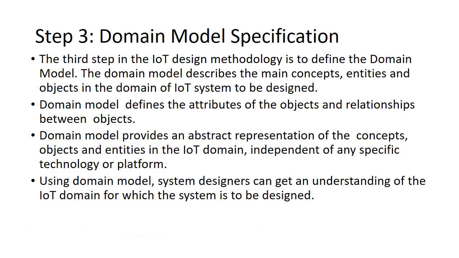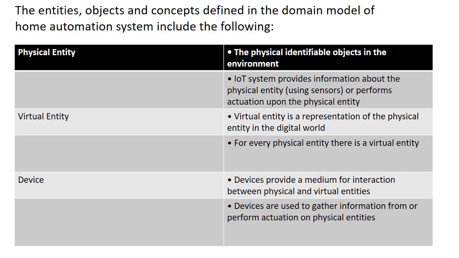And the third step, domain model specification. In the third step, you have to define the domain model, which describes the concepts, entities and objects in the domain of the IoT system. The domain model defines the attributes of the objects and the relationships between objects. It provides an abstract representation of the concepts, objects and entities in the IoT domain, independent of any specific technology or platform. Using the domain model, system designers can get an understanding of the IoT domain for which the system is to be designed. And these are the various entities, objects and concepts in the home automation system.